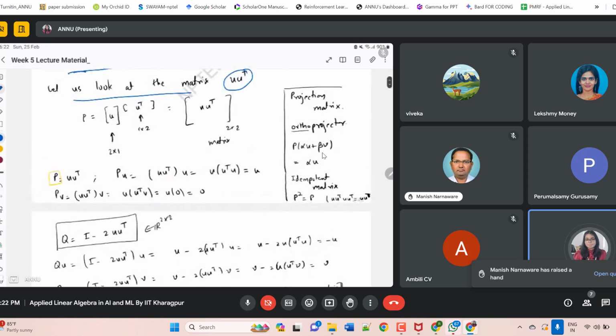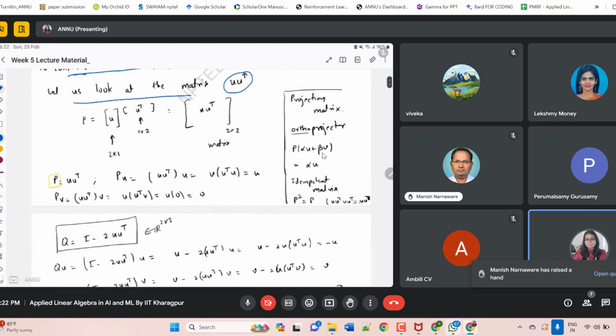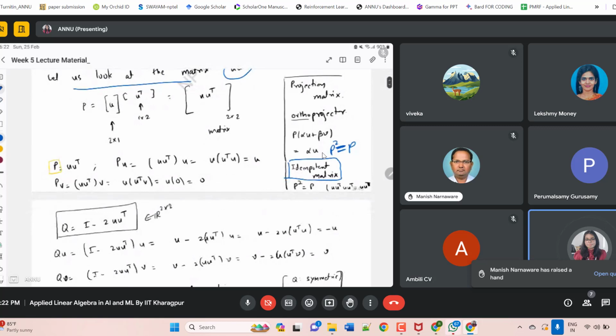So what is a projection matrix? First of all, a projection matrix follows this particular property: P squared is equal to P. In this particular case, our P is nothing but UU transpose, and it gives P of U equals U, whereas P of V equals 0. But what we want is some matrix T such that T of V equals V, whereas T of U equals minus U. We want this, right? Some value we got from U, so we have to just reverse it. Now, how to reverse it?